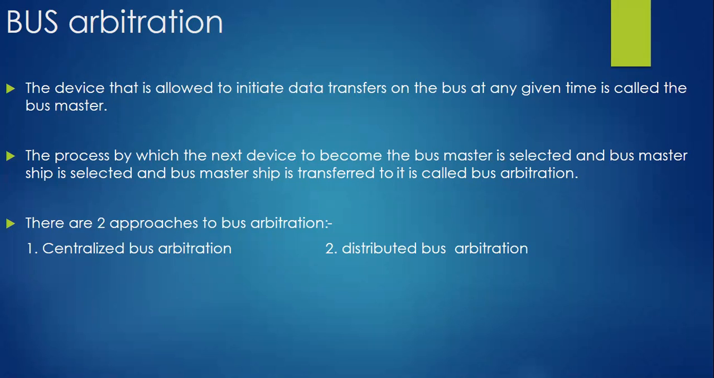The process by which the next device to become the bus master is selected and bus mastership is transferred to it is called bus arbitration. Presently someone will be using the bus cable, so we need to find who will be using it next, and that mastership should be transferred to that particular device. That process we are calling bus arbitration. Very, very important topic. Remember students, there are two approaches available. One we are calling centralized bus arbitration, the second one distributed bus arbitration.